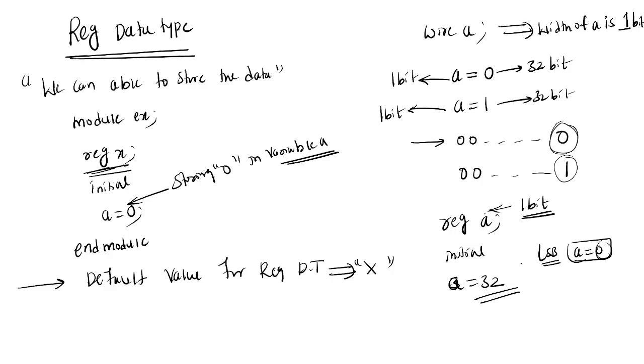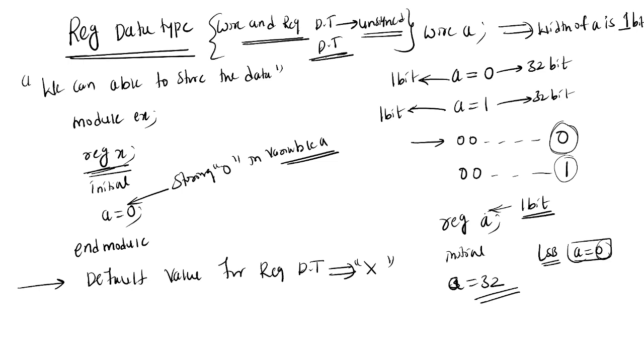And one more point, these wire and reg data types are unsigned data types. Unsigned data types means if you give negative numbers, it will store them in terms of positive only. So these are nothing but unsigned data types. Is it fine? Any doubts or queries? Shall I move forward?